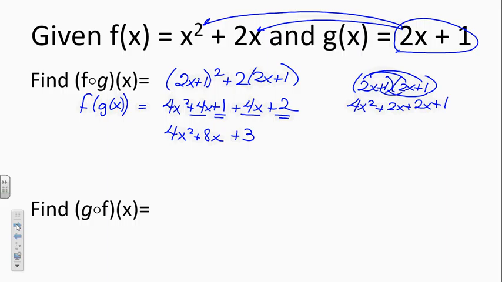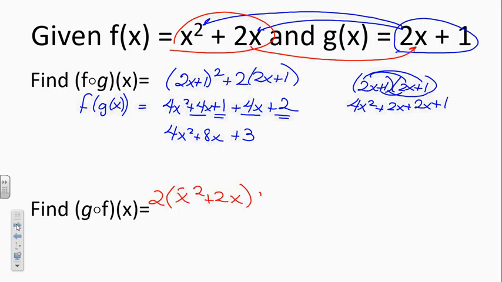Do we have any restrictions on the domain of either? No. So we can use all real numbers if we want. Could g compose with f? g composed with f says everywhere you see x in g, plug in this thing. So it will be 2 times x squared plus 2x, plus 1. Make sense? Distribute, and plus 1.